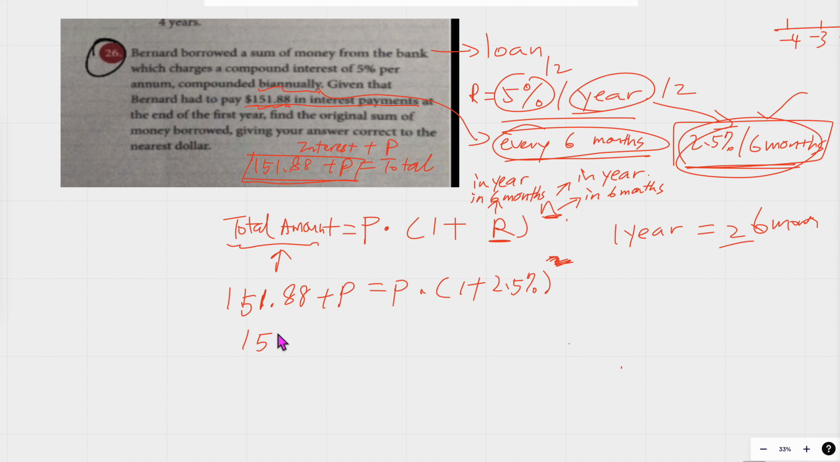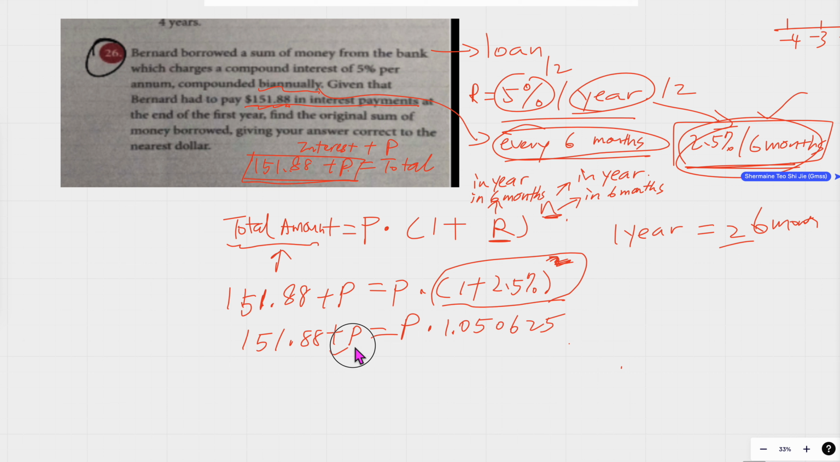Can you help me out with the calculator? The left hand side is this, then the right hand side is P times this. Can you use the calculator to help me figure this out? Actually, I also have a calculator. I can also do it on my side, but I want you to go through the motion also. Okay, I get the answer already. What is the answer? 1.050625, correct.